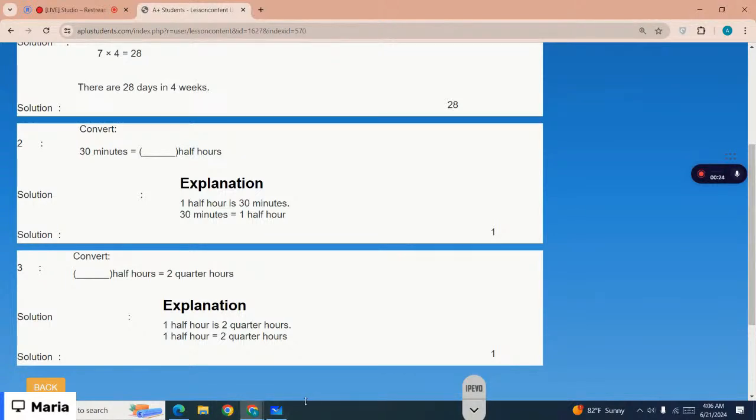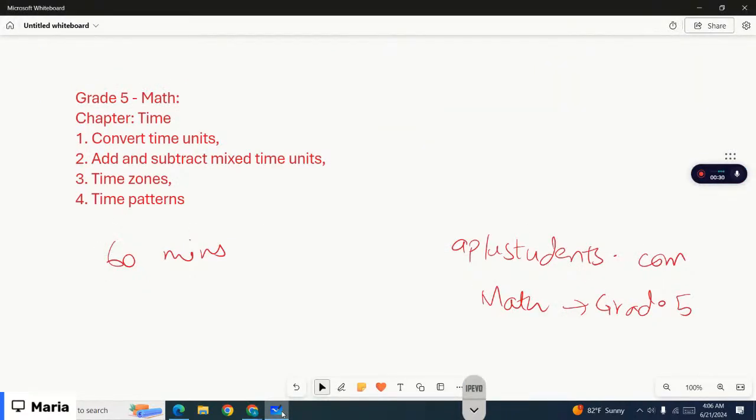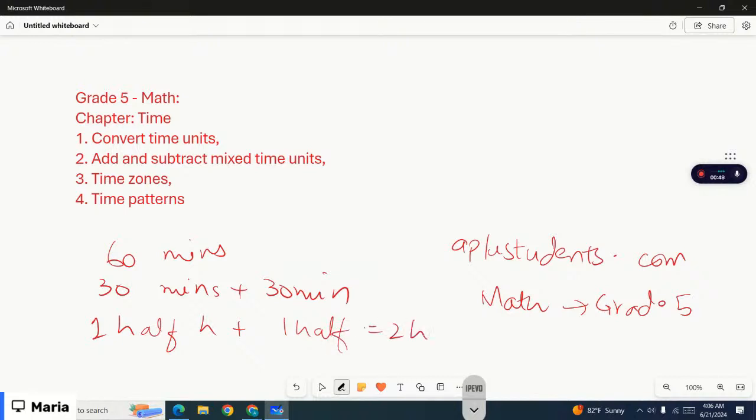Okay, so we are working on the quarter hours, right? So quarter hour means in 1 hour you have 60 minutes, right? So you can divide 60 minutes as 30 minutes plus 30 minutes. That means 1/2 hour plus 1/2 hour. So in 60 minutes you have 2 half hours, right? Now let's just talk about the quarter hours.